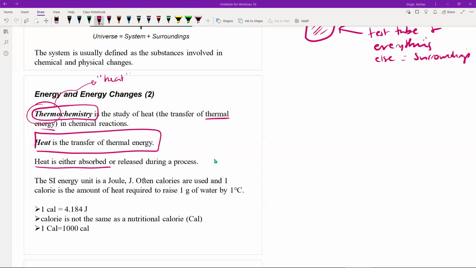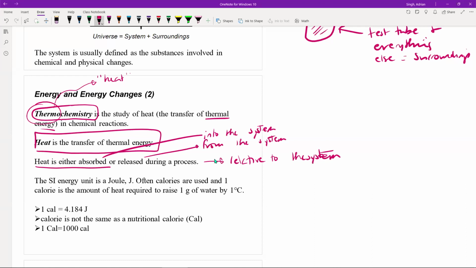So we can look at heat changes. This again is relative to the system. Okay, so heat can be absorbed into the system, heat can be released from the system during a process.